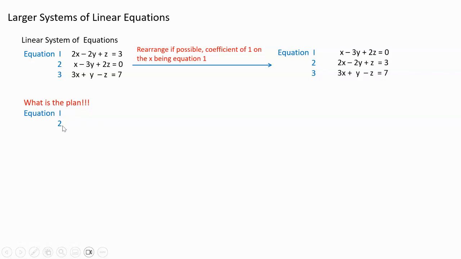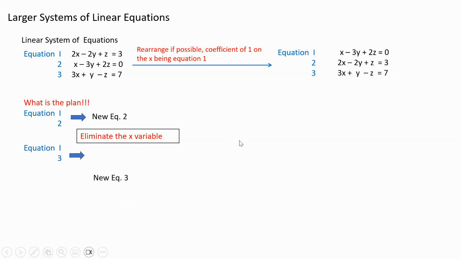I'm going to get equations 1 and 2, and I'm going to get equations 1 and 3. Here I'm going to eliminate the x's on both of them. Once I do that, I'm going to get a new equation 2 and a new equation 3. I believe in my notes I have equation 4 and 5, but just keep it new equation 2 and new equation 3, because this will help us when we do it using matrices.